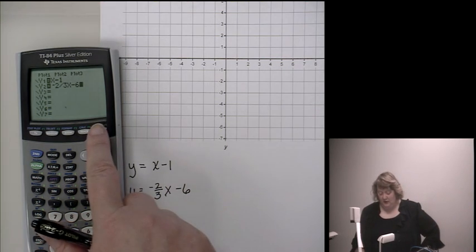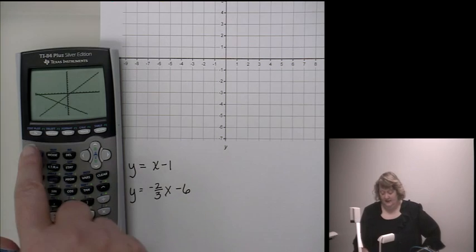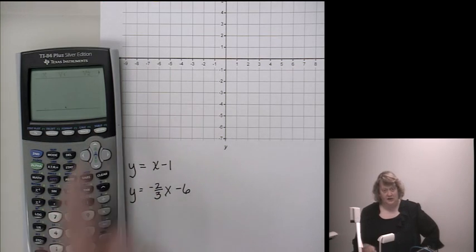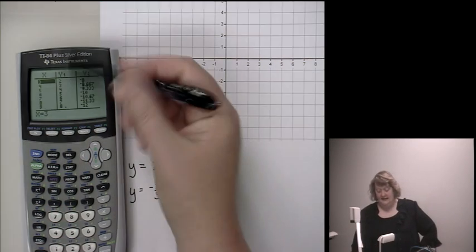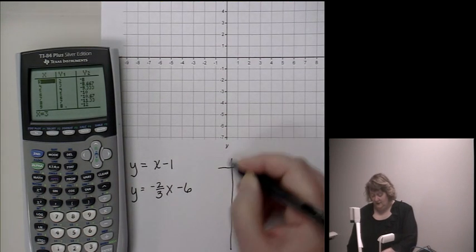Now, when I press graph, I'll get both lines. The first one graphed is always y1. The second one graphed is always your y2. Now, the table can be a little confusing. So let's look and see what the table shows us. This table shows the x values in the first column.